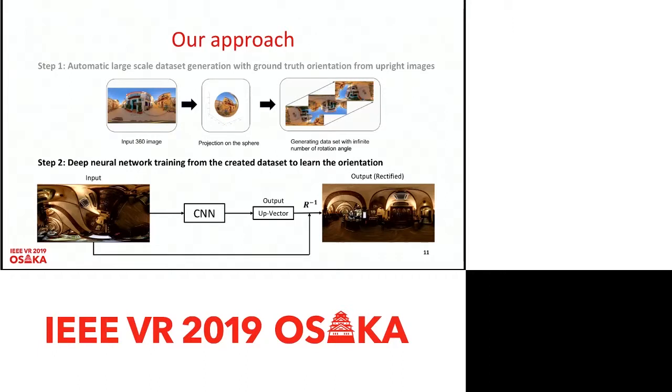We then use this large dataset as the input to a convolutional neural network and set the output as their ground truth orientation vector. When the model successfully outputs the orientation vector of the rotated image, we apply the inverse rotation matrix of the orientation vector to get the upright images.